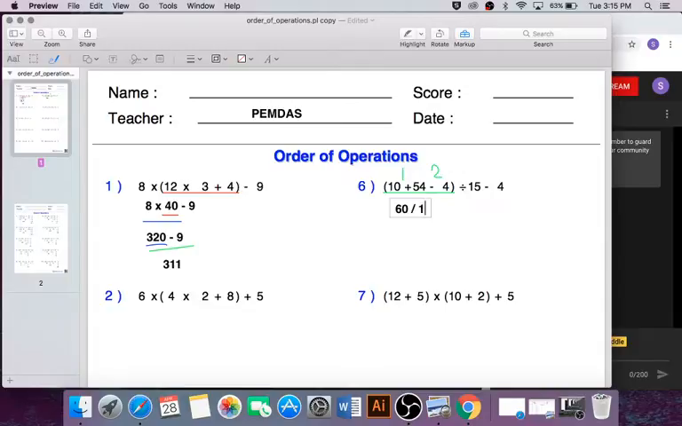So we'll have 60. This is going to be division. The next thing we need to do, we have division and subtraction. And if we go up here, division is the next thing we're going to do. So we have 60 divided by 15. It's going to give us 4. So we have 4 minus 4. Now with just one operation left, we're going to complete that, and 4 minus 4 is 0.